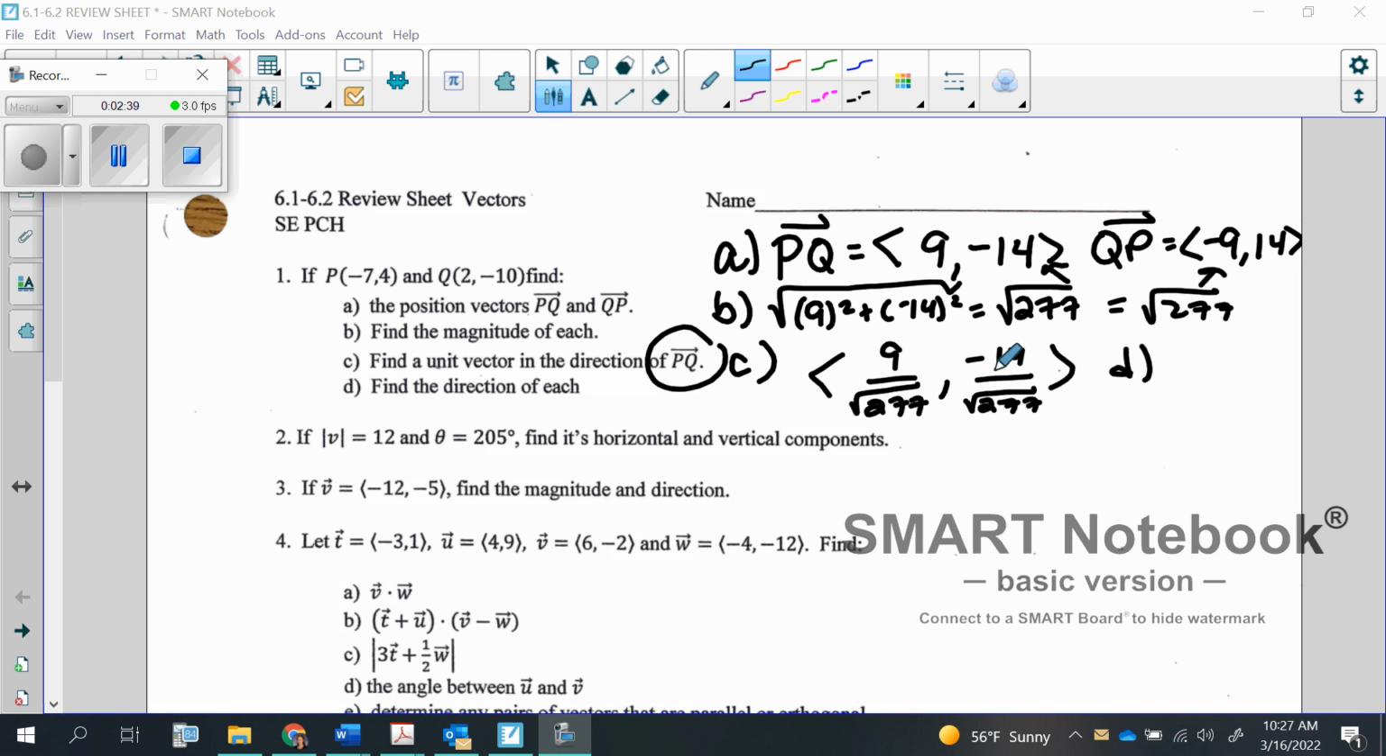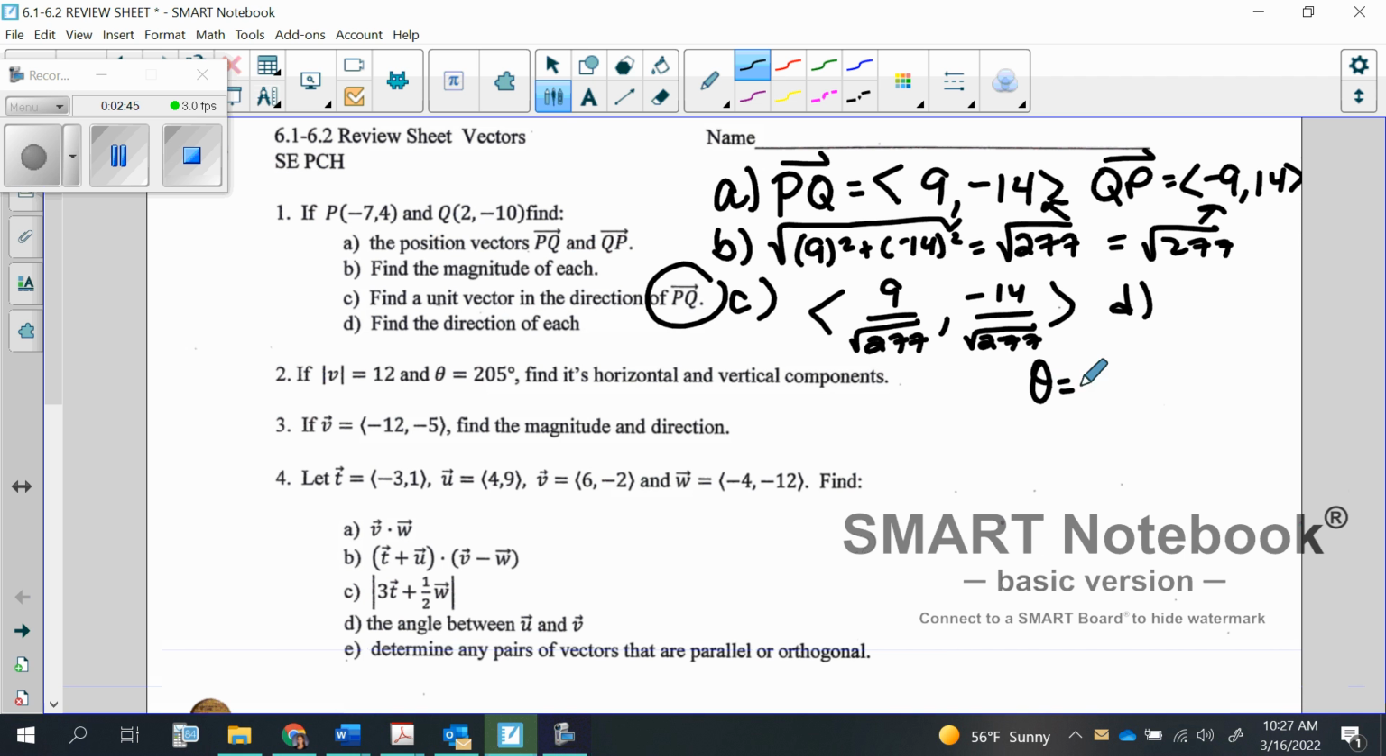Last but not least, find the direction of each. We do the inverse tangent for both. If we do the inverse tangent of -14/9 in your calculator, you're going to get -57.3 degrees. But keep in mind, you want to take into account where the vector is. Our vector PQ is (9, -14), so that one's in quadrant 4, and that would be our angle.